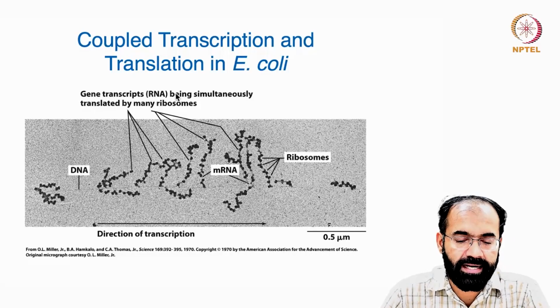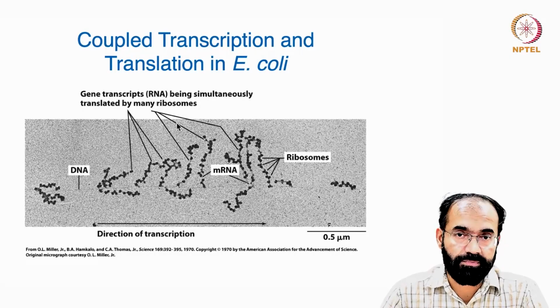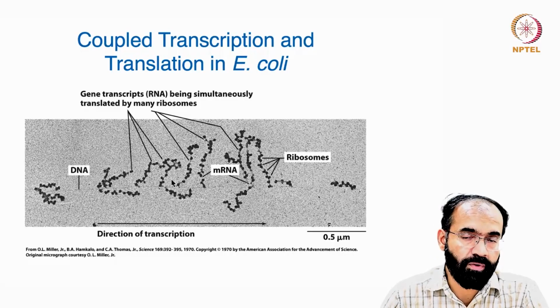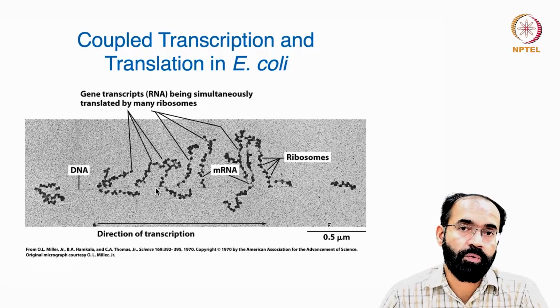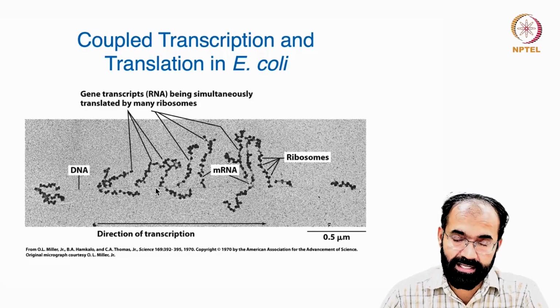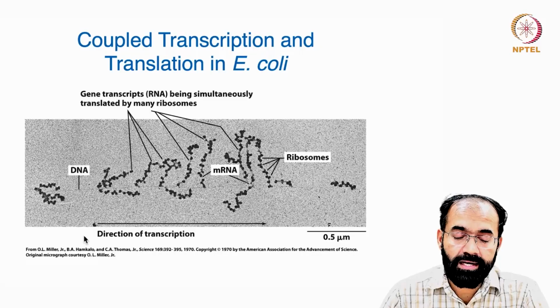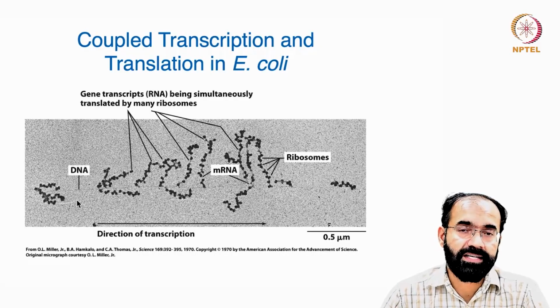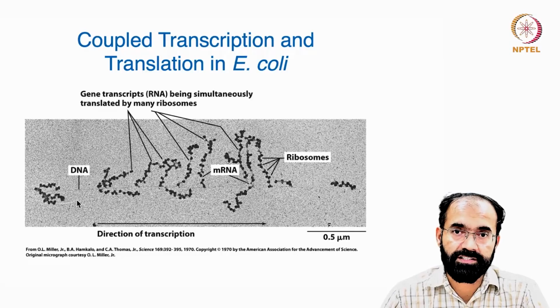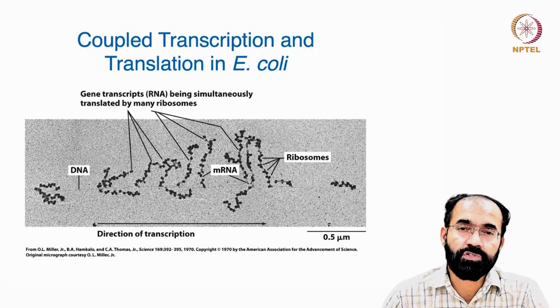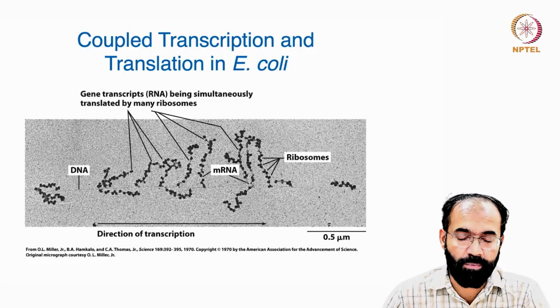The gene transcript RNA is being simultaneously translated by many ribosomes. That is another thing which you should understand. If one ribosome binds onto one RNA, it can give rise to one protein. If one more ribosome binds, it can give another protein. If one more binds, another protein. A ribosome is not a huge structure; it is reasonably small. That means one RNA can simultaneously harbor thousands of ribosomes. Each ribosome basically is a pair, a larger subunit and a smaller subunit.